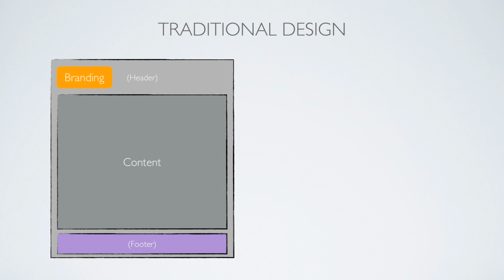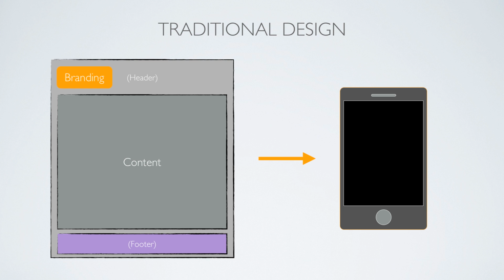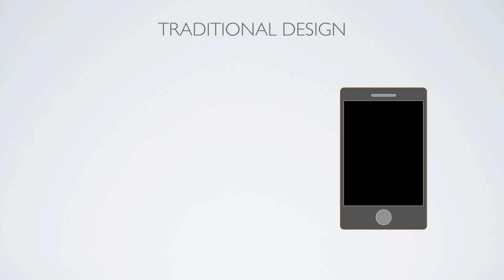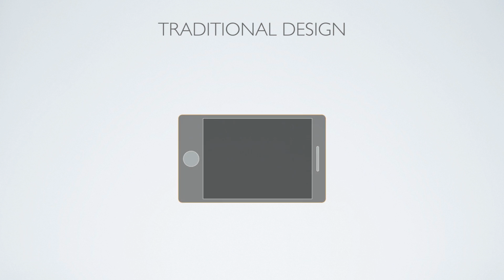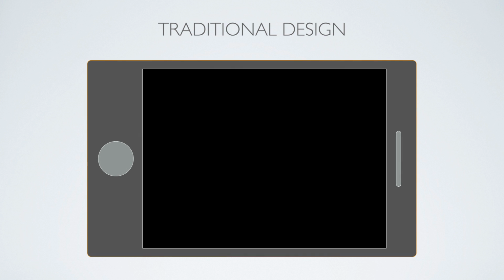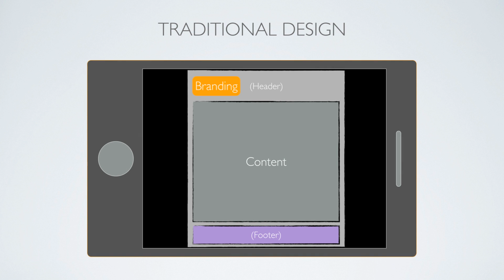Okay, so here we have your traditional website setup. You have your branding that's part of your header, your content, your footer, basically everything that a traditional website is going to have content-wise. So now that brings in the question of a mobile device. So we have our device here. We're going to turn it horizontally, and we're going to see what an average site looks like on a device.